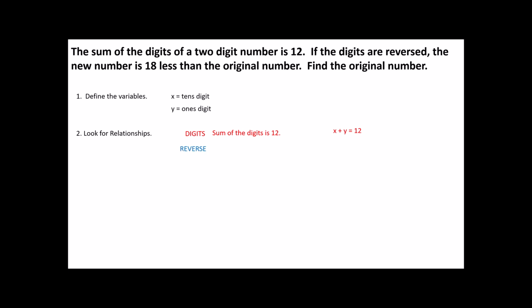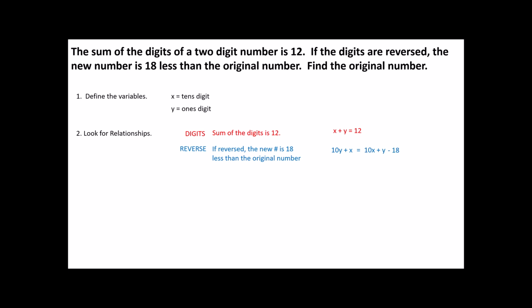Then I can look at the second sentence, which talks about what happens if we reverse the digits. If reversed, the new number is 18 less than the original. Let's walk through that slowly. The reverse is always 10y plus x. That is 18 less than the original. I know that less is subtraction, so I'm going to take the original number and then subtract the 18. I know the 18 is second because of the word than, and you get this equation.